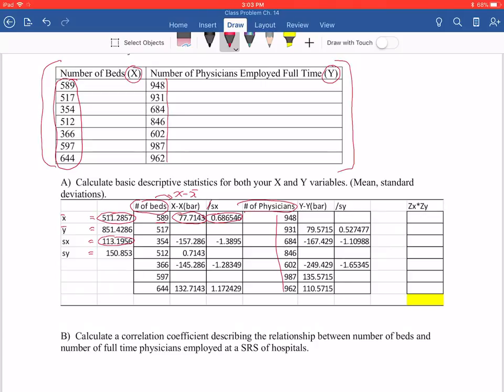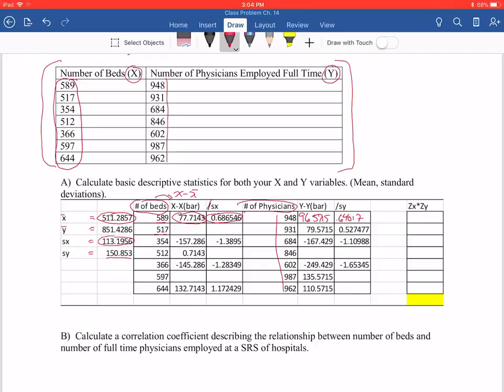So you take 948 minus your y bar, which is 851.4286, and you'll get a value of 96.5715. Then you take the 96.5715 and divide by the standard deviation of y, which is 150.853, and when you divide it out, you'll get a value of 0.64017. And then for right now, we're just going to keep finishing the table.